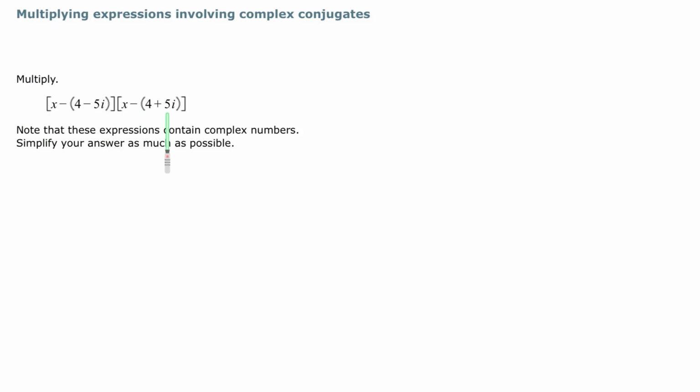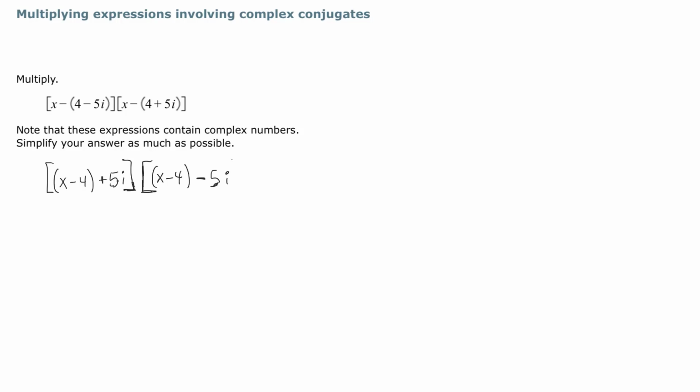Let's multiply these two expressions together. There are definitely some significant patterns here. And you have to remember that i squared gets you negative 1. First thing you're going to do is reassociate. We're going to associate the x minus 4 and then write a plus 5i for the first term. And for the second term, we're going to reassociate the x minus 4 and write minus 5i.